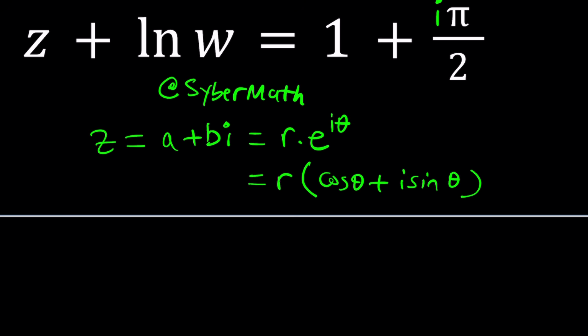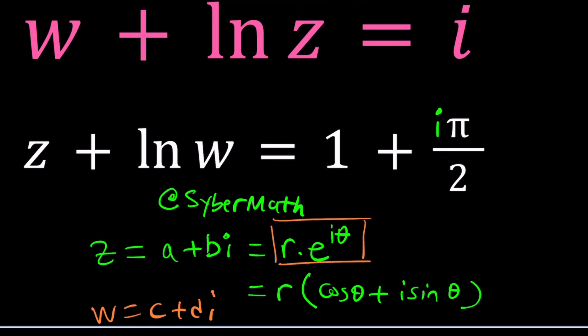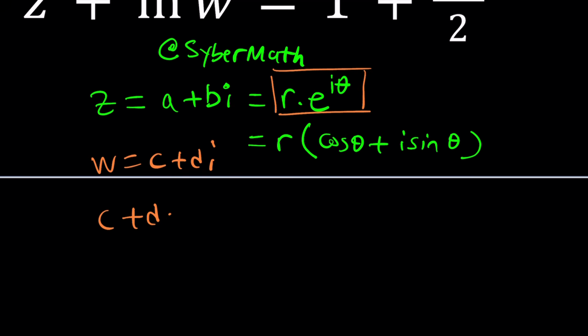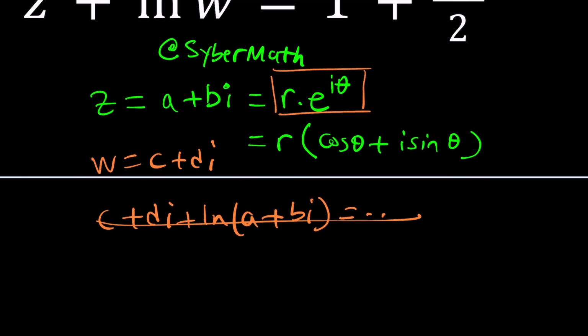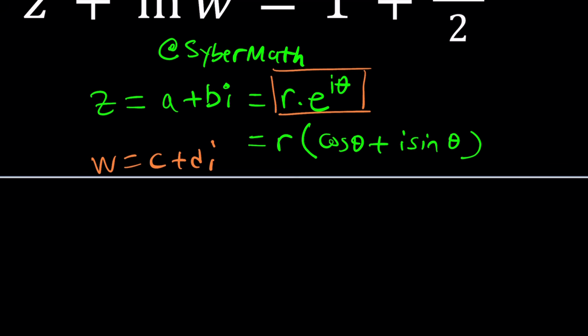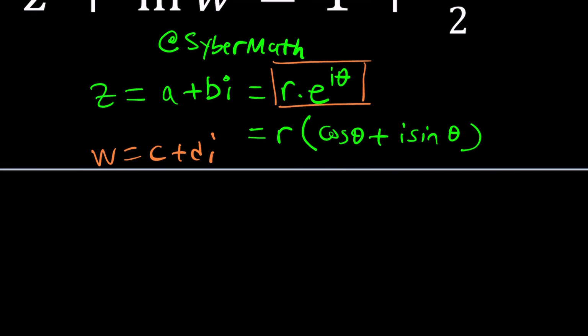Now, why do we go with the polar form? Because it's compact, and actually working with exponents is a lot easier. Imagine you use Z equals a plus bi and W equals c plus di. Then you would have to deal with something like this: c plus di plus ln(a plus bi) equals blah, blah, blah, right? This is complicated. Don't make things harder on yourself. So let's go ahead and use the polar form. Again, thanks to Euler, because he is the best.